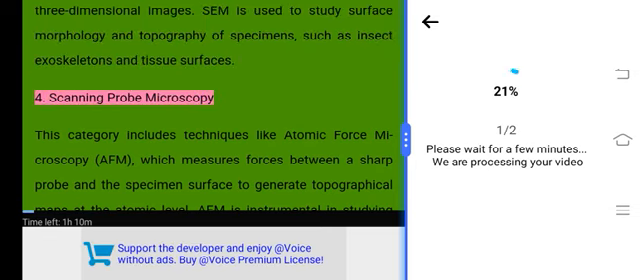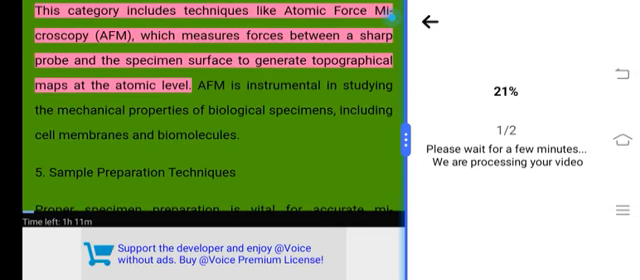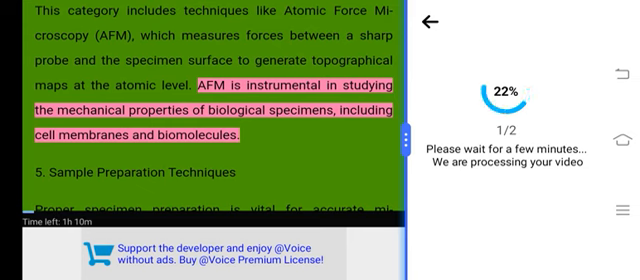4. Scanning probe microscopy. The category includes techniques like atomic force microscopy (AFM), which measures forces between a sharp probe and the specimen surface to generate topographical maps at the atomic level. AFM is useful in studying the mechanical properties of biological specimens, including cell membranes and biomolecules.